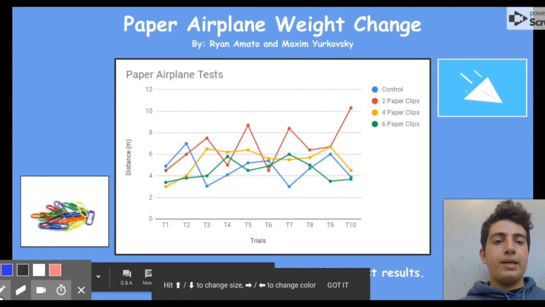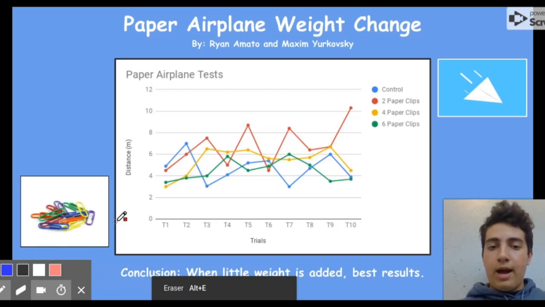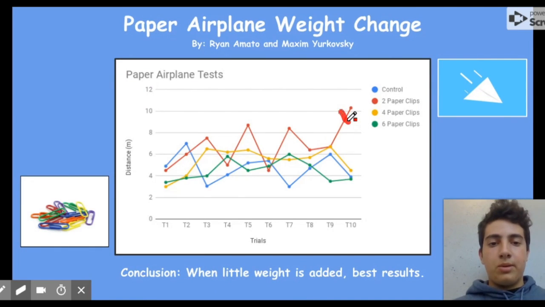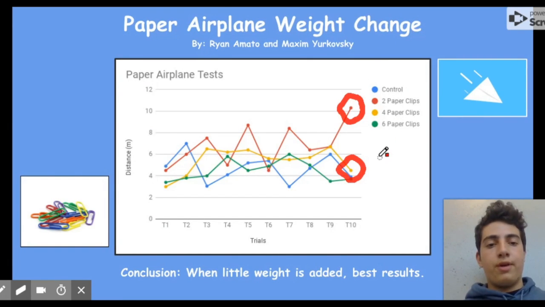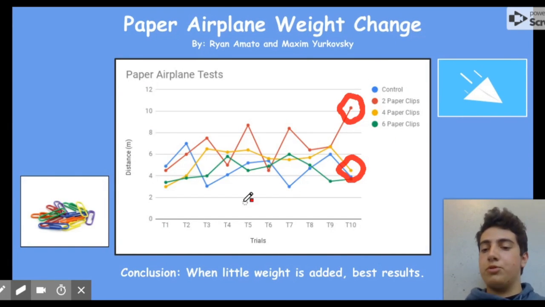We tested a paper airplane by adding paper clips to the center of the model to increase its weight. As you can see on our graph, the one that worked the best was the one where we added only 2 paper clips. Unfortunately, it was the least consistent. On the other hand, the most consistent one was when we added 4 paper clips. Although, according to the whole graph, it went second farthest of the paper clip trials.